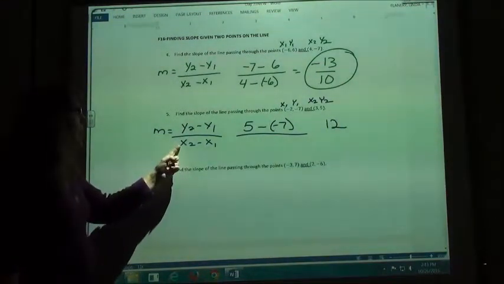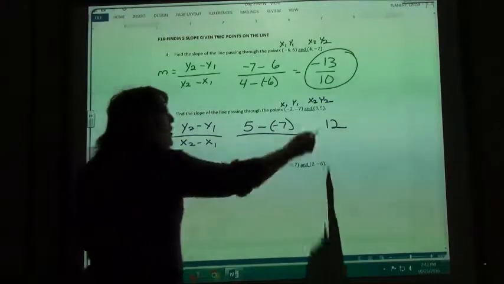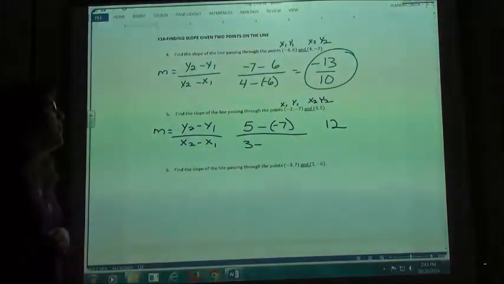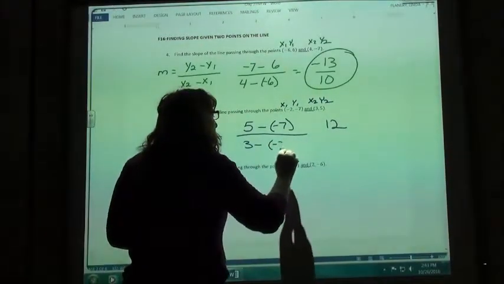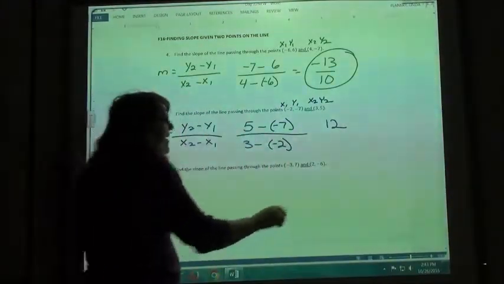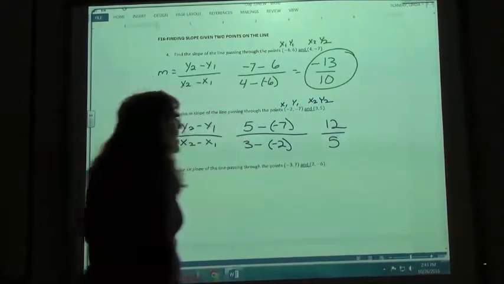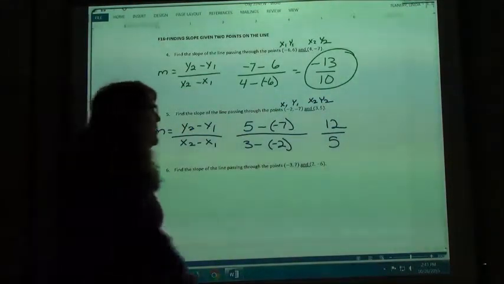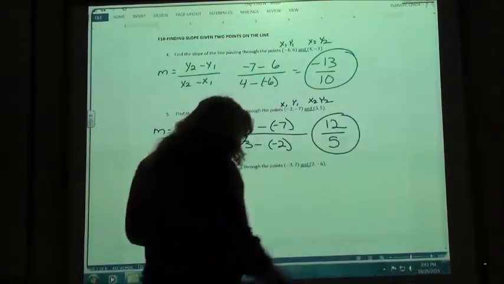On the bottom, x value from point 2 is 3. I'm going to subtract the x value from point 1, which is negative 2. Again, I'm subtracting a negative. 3 minus a negative 2 is 3 plus 2, so I get 5. So 12/5 would be my slope.